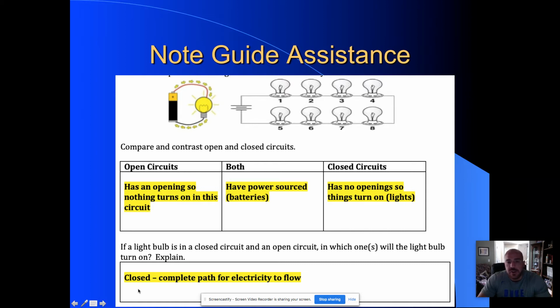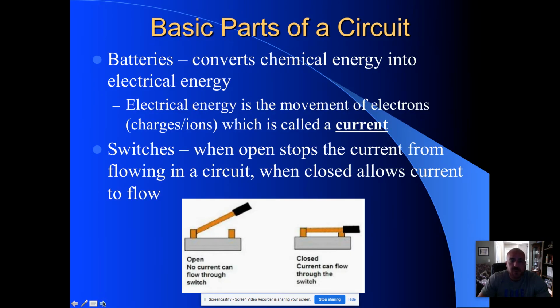So when you actually flip a light switch on, what it's really doing is closing the circuit, closing that gap, and that's why electricity can then flow and turn on your lights. So the basic parts of circuits, and we're going to build circuits eventually in here, are batteries, switches, and then something on the next slide we'll talk about too.